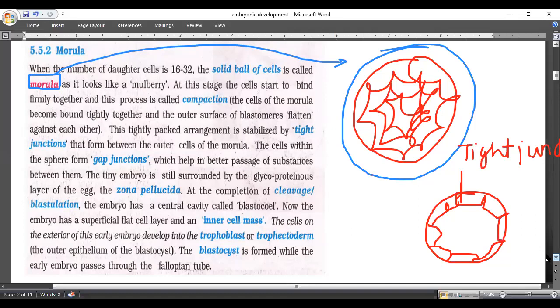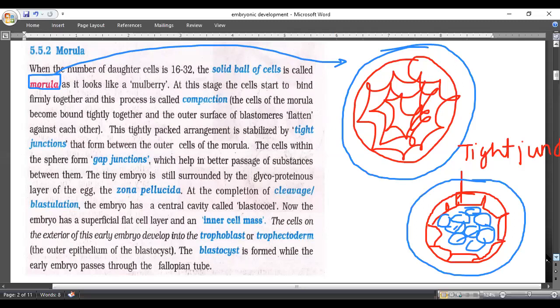Next, the cells within the sphere are arranged more loosely. They form gap junctions, connecting the cells to each other, which helps in the better passage of substances between them. The tiny embryo is still surrounded by the glycoprotein layer of the egg, the zona pellucida.